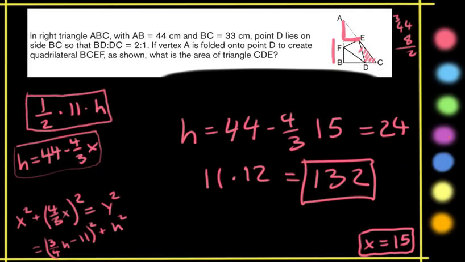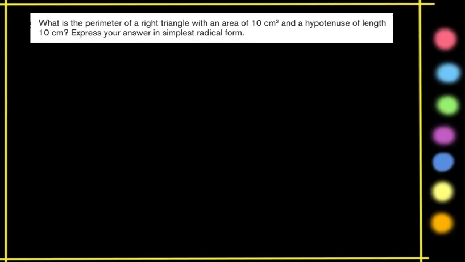Okay, that was a tough one. I got kind of confused myself on that one. Thought we got it. All right, let's see. The last one says, what is the perimeter of a right triangle with an area of 10 centimeters squared? Okay, so we've got a right triangle.